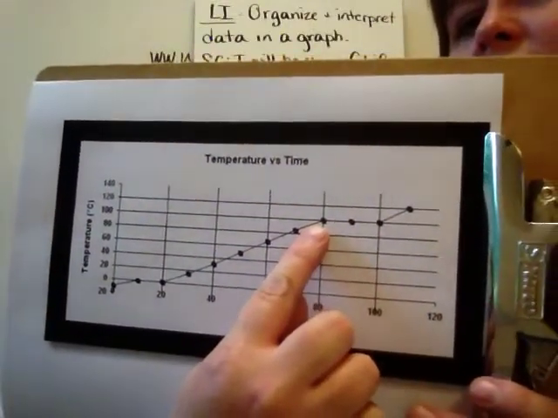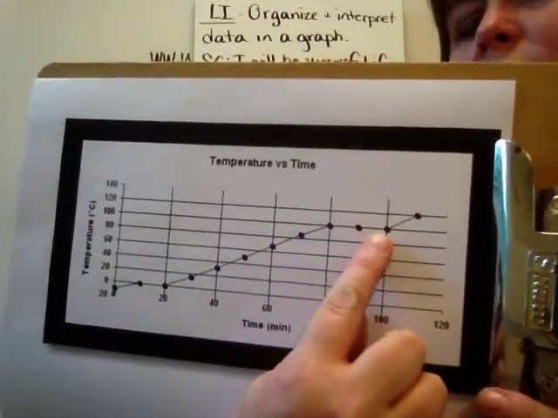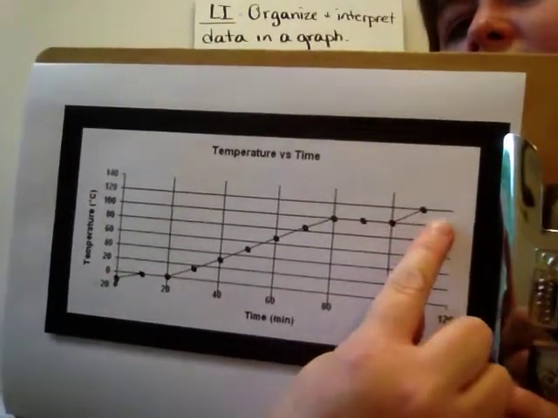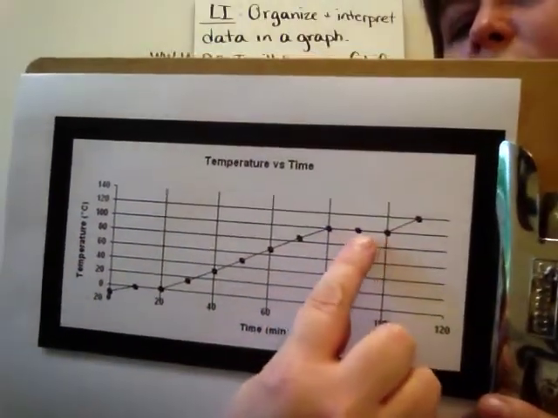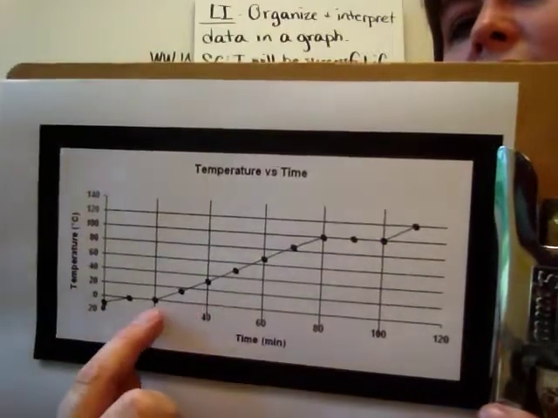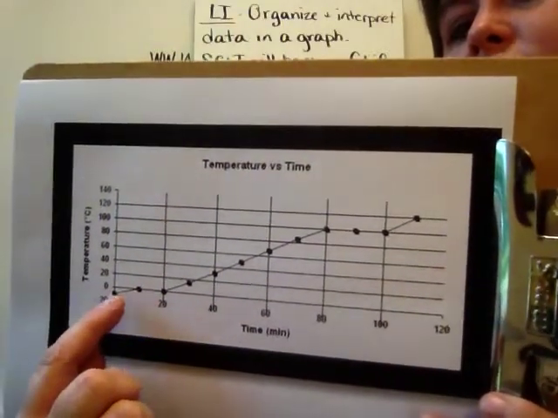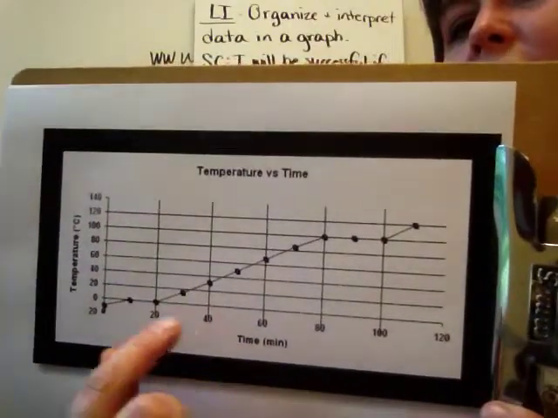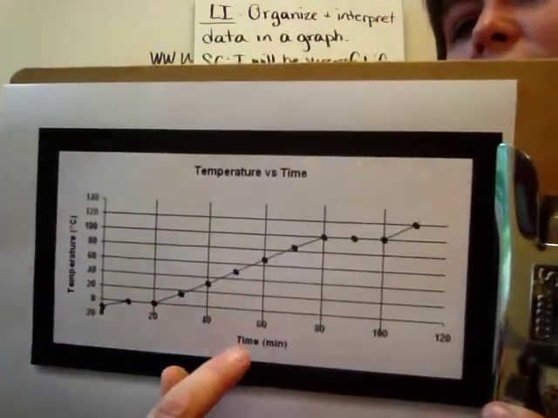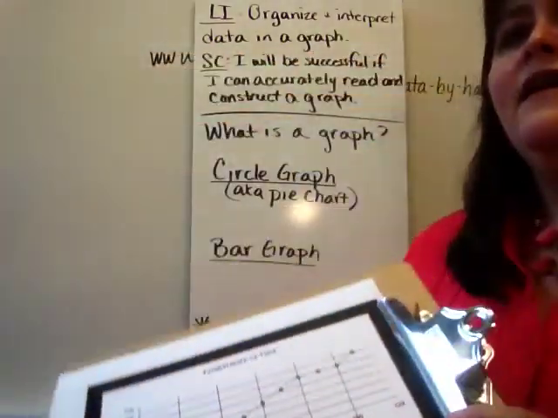And then at 100 degrees Celsius, it stays there for a little while, and then it starts to increase again. And of course, we all know this is the boiling temperature for water, and this is the freezing temperature for water. So this shows a trend over time, a trend in temperature over time for water.